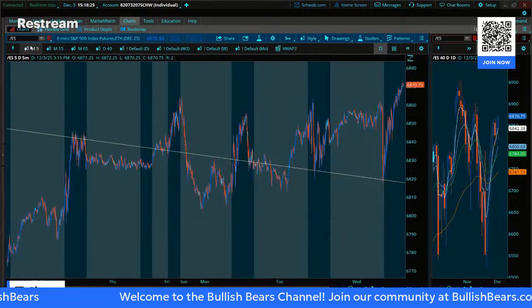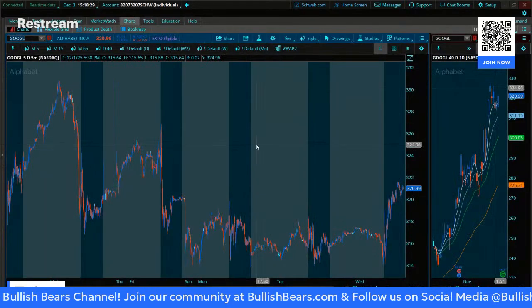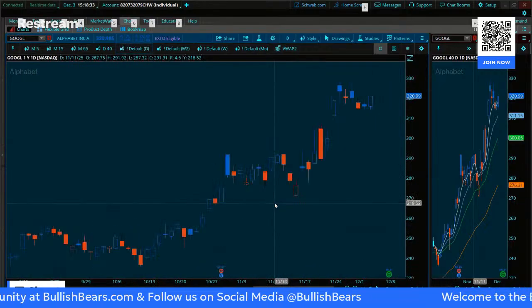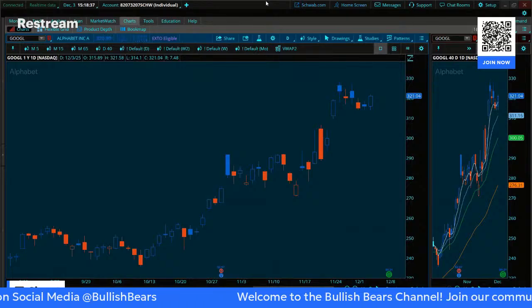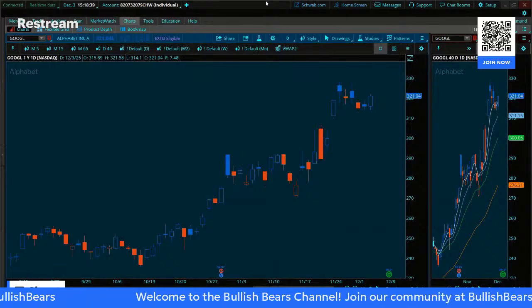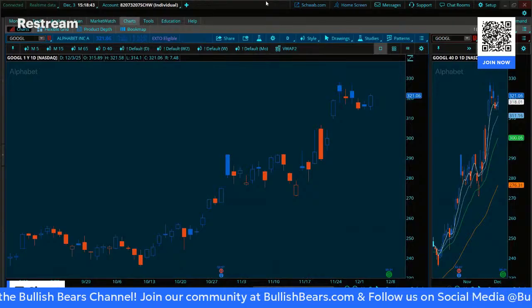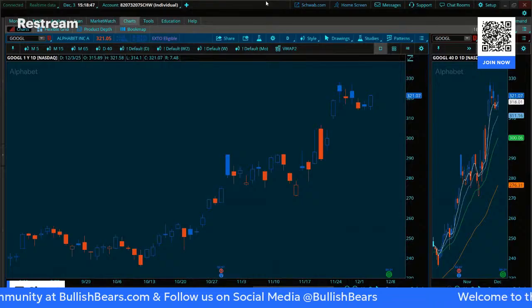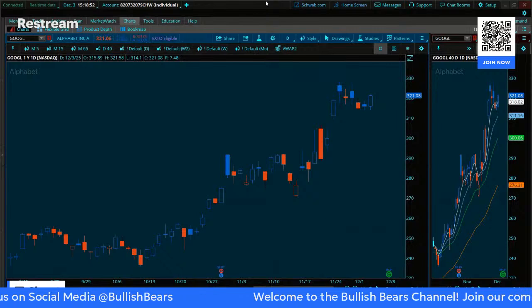So Google, when it comes to options, I am a little picky. I want things that are liquid. So, yes, you can trade anything that has options, but I don't recommend it. It's a part of that forced error that we were talking about. Trading things that are illiquid will inevitably not work very well.